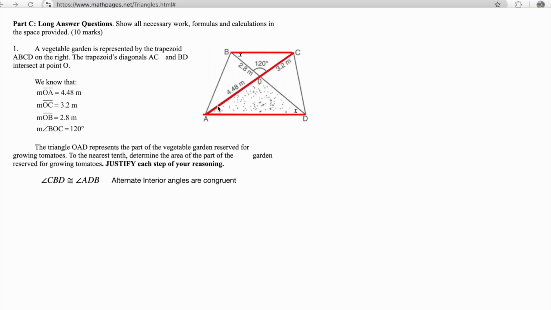Angle BCA, this angle, is congruent to that angle. This is now the transversal. This angle is alternate interior to this angle. These two angles also must be congruent. BCA, B to C to A, is congruent to C to A to D. Alternate interior angles are congruent.